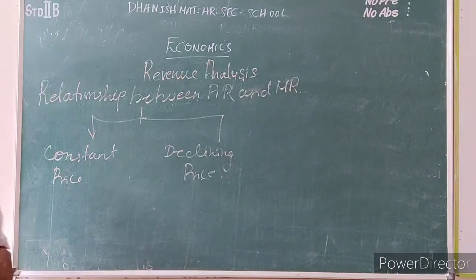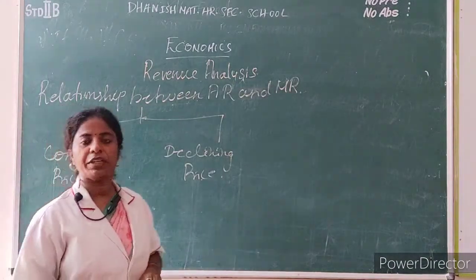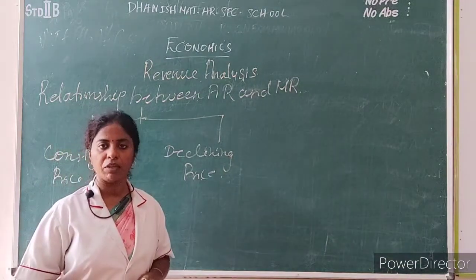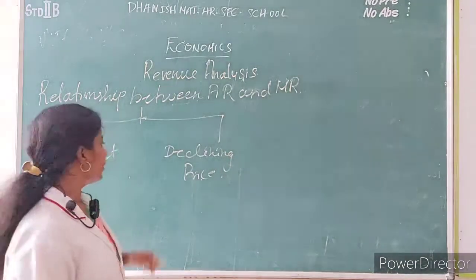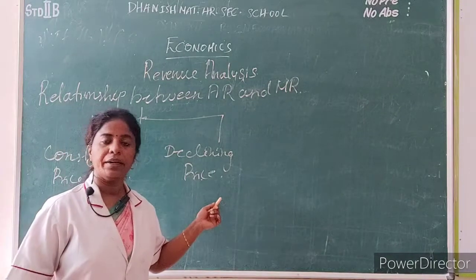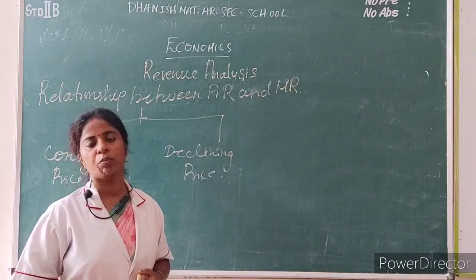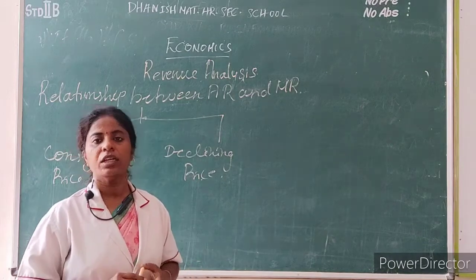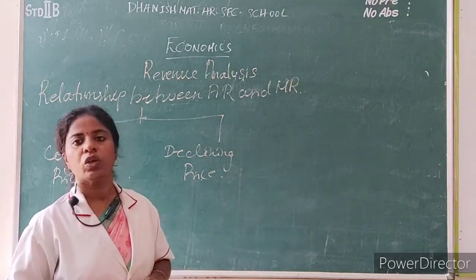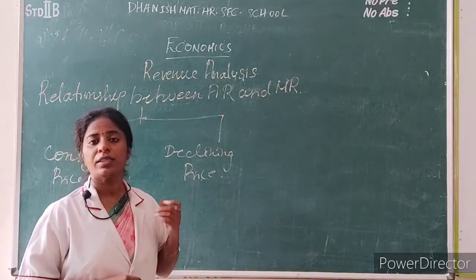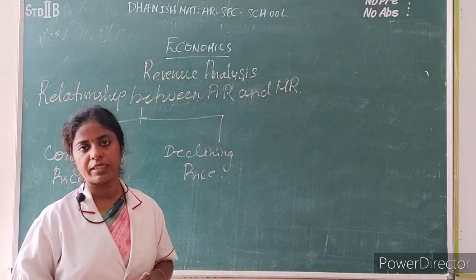So the relationship between AR and MR explains the average revenue and marginal revenue, and the constant price and the declining prices. So the constant price explains a profit which is constant. This price comes under perfect competition. So this is the basis for the next lesson.